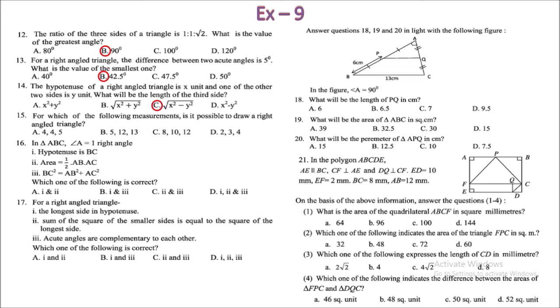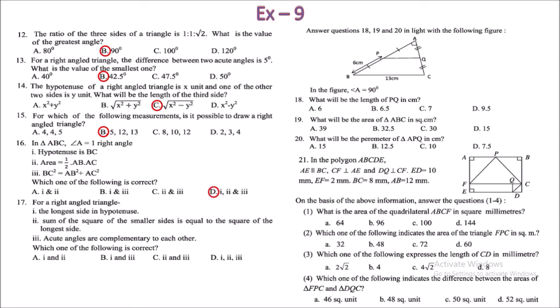For which of the following measurements is it possible to draw a right angle triangle? So here B is the correct answer. If you take 5 square plus 12 square, that equals 169, which equals 13 square. So it is possible. Okay, in a right angle triangle, A equals one right angle, hypotenuse BC, area equals half into AB into AC, BC square equals AB square plus AC square. All of them are correct, so you can tell D is the correct answer.